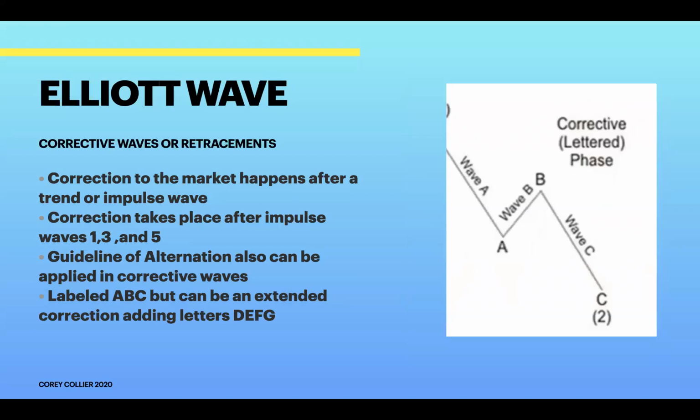All right. Corrective waves or retracements, their characteristics. Correction to the market happens after a trend or an impulse wave. Correction takes place after impulse waves 1, 3, and 5. The guideline of alternation can also be applied to the corrective waves, all right? The corrective waves are labeled with letters A, B, and C, but can be an extended correction, adding letters D, E, F, G, and so forth.